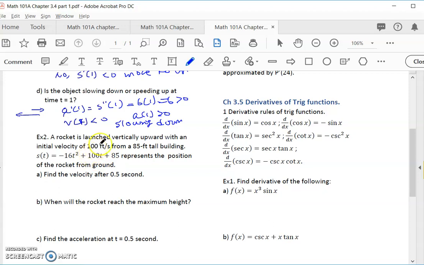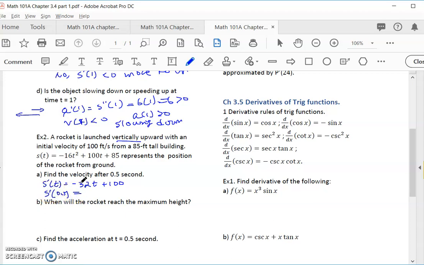Positive means it is being launched vertically upward, right? This is positive. And 85 just means how tall the rocket is located in the beginning. Okay, so find the velocity after 0.5 seconds. So I just need to do s prime of t first and then plug in 0.5 later. So negative 32, because negative 16 times 2 is 32, and t to the 1, right? Plus 100. And that's it. That's the velocity as s prime of 0.5.